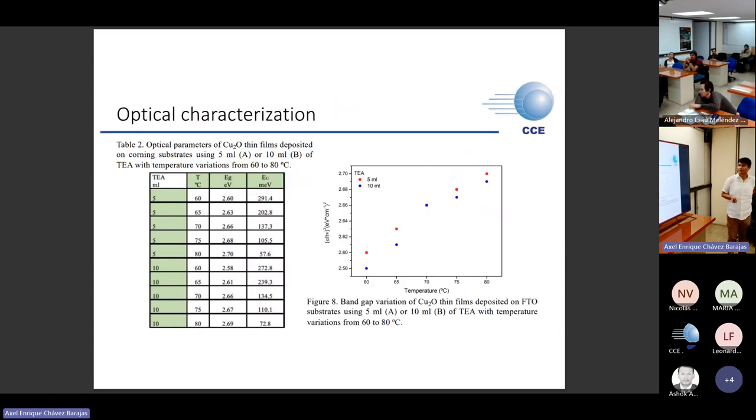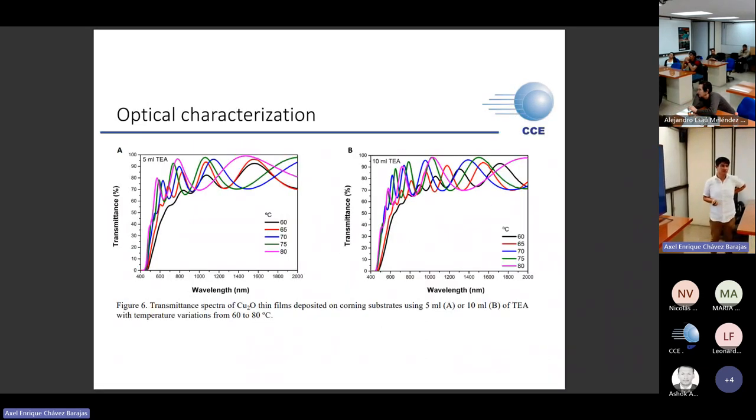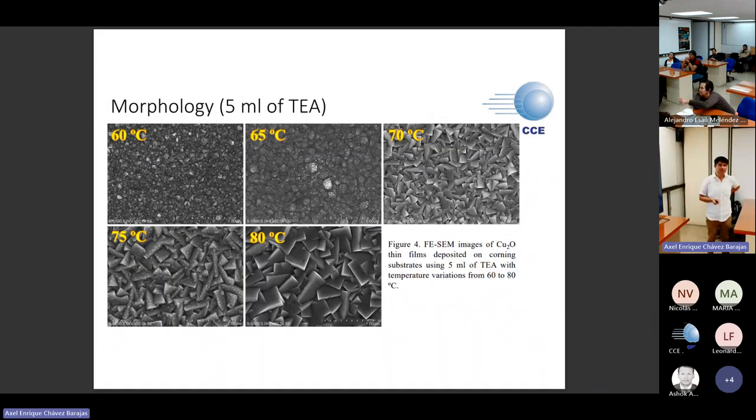Yes, the two works are very similar. The difference is the addition of the triethanolamine. The difference is the heating process. And here, for example, you are presenting different temperatures. The difference between 65 and 70 is just five degrees. And you are presenting a very big difference in the morphology. What is the reason for this?